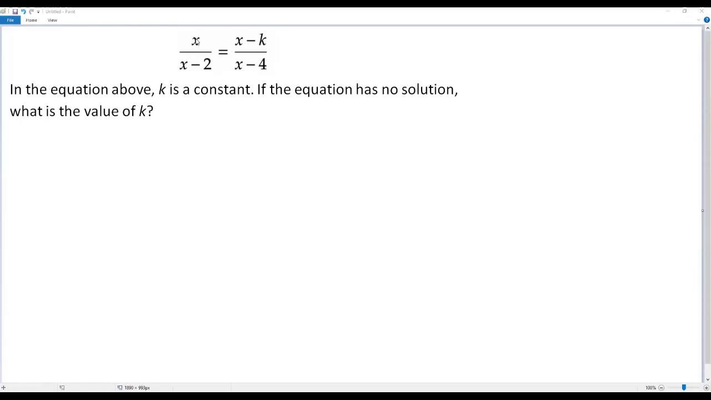Here we have a SAT math problem. Okay, let's go to the question. x over x - 4 equals x - 2 over x - k. In the equation above, k is a constant. If the equation has no solution, what is the value of k?